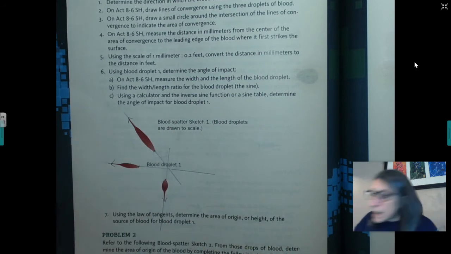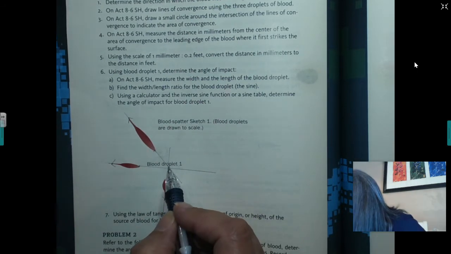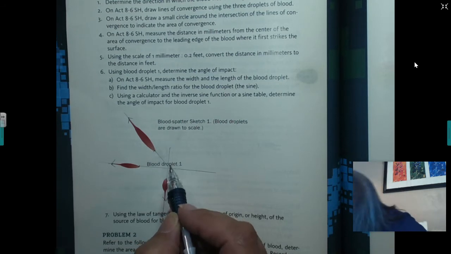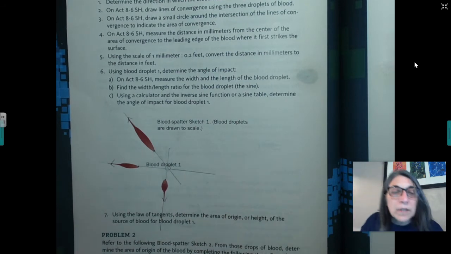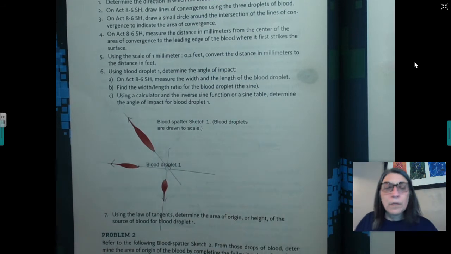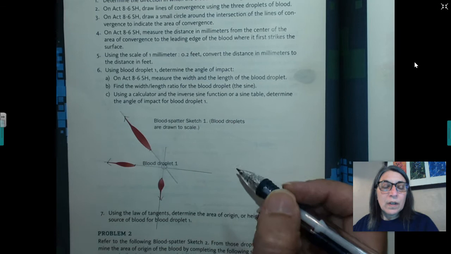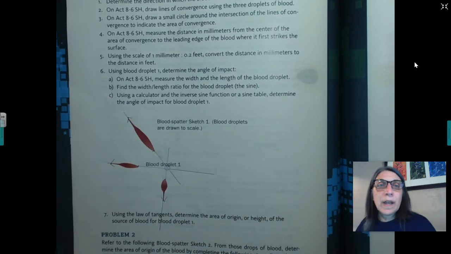Okay, so now there's a little bit of a triangle here in the middle, barely. So I'm going to draw a little circle, as small as possible, to determine the area of convergence. It's a small circle around where all the lines intersect.